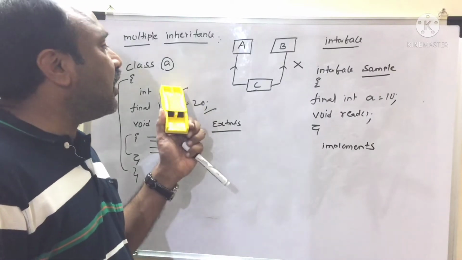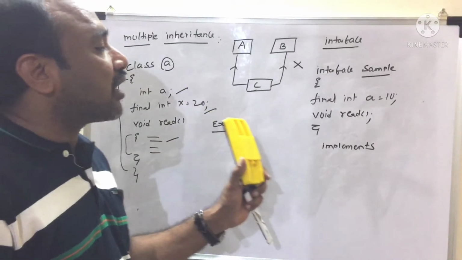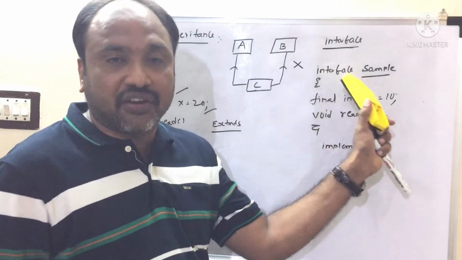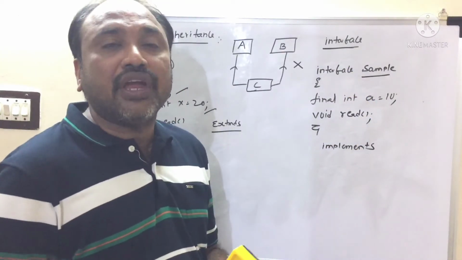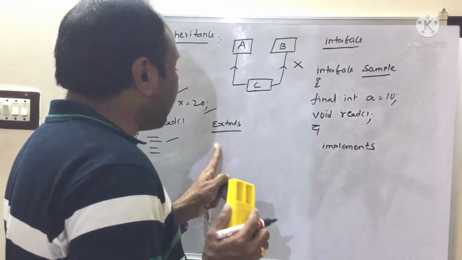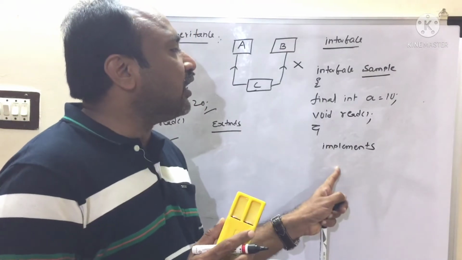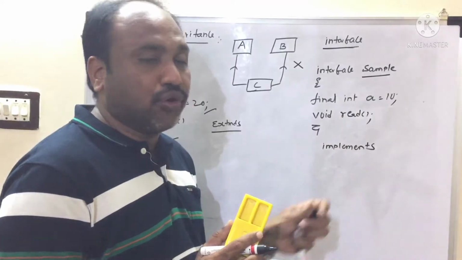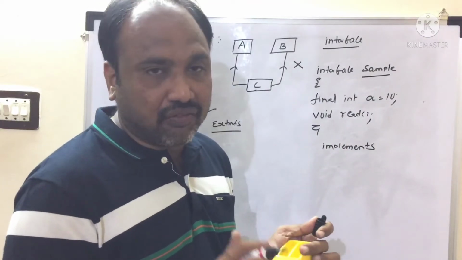A class can extend other classes, but a class will implement an interface. It means to create a class from an existing class, we have to use the extends keyword. But to create a class from an interface, we have to use the implements keyword.